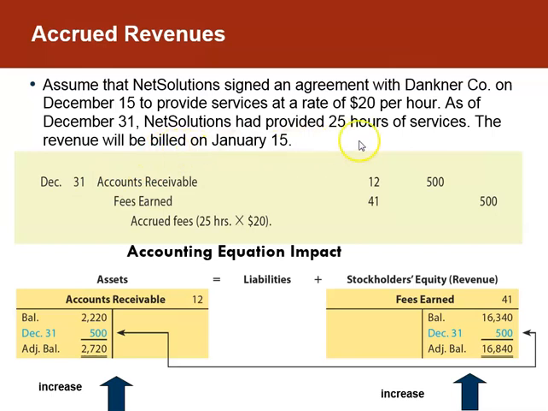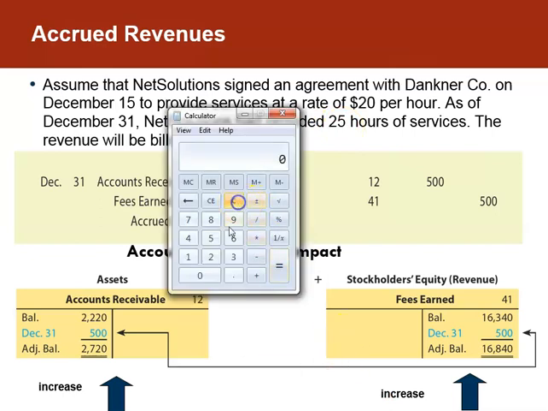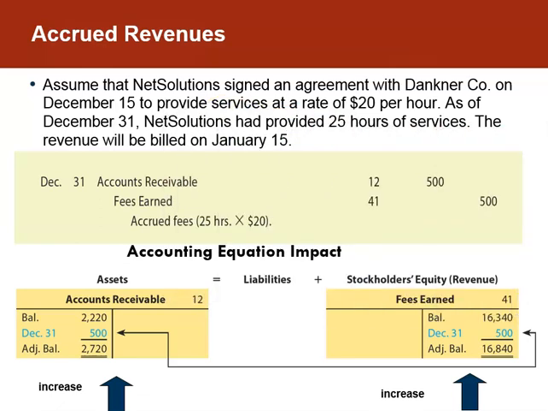This is a little bit different. This is a situation where the services took place between the two billing periods, okay, but it was earned in the current year in December, but won't be billed until the next year. That makes this an adjusting entry. So we take the $20 rate per hour times the 25 hours of services provided, and we just multiply that together. 25 times 20 equals 500. And that's where we're coming up with this $500 here.